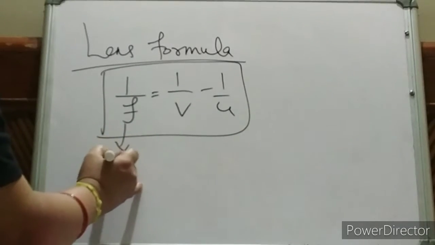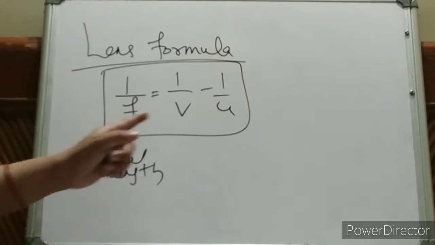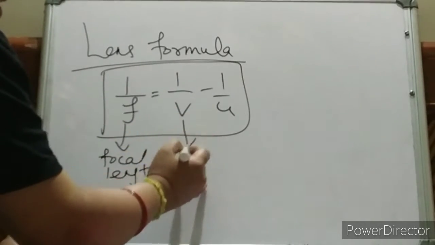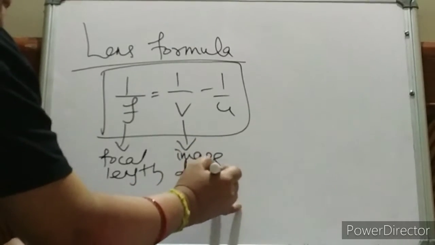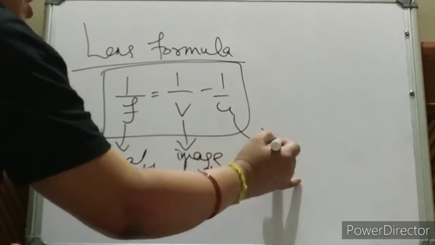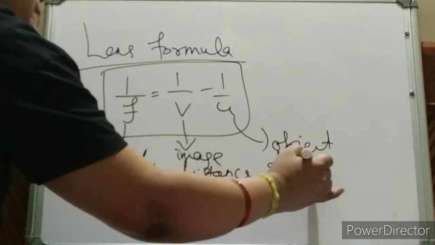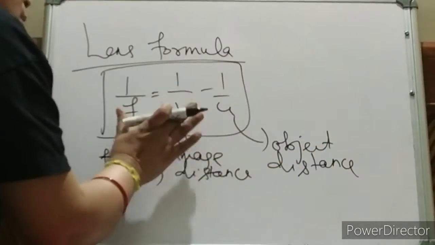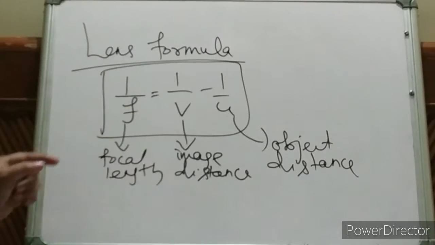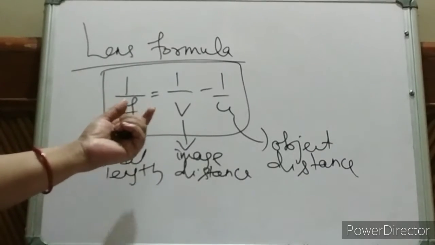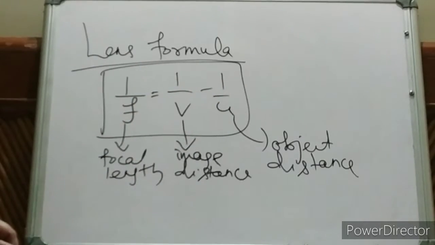this is your focal length, and this is your image distance, and this is your object distance. u is your object distance. So this lens formula, or this equation, gives the relationship between the focal length, image distance and object distance.